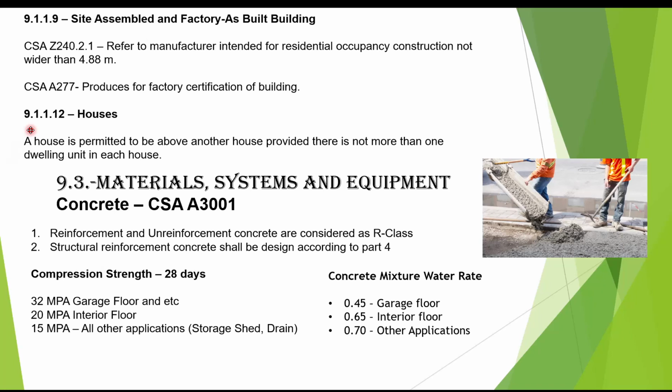So what's a house? A house is permitted to be above another house provided there is no more than one dwelling unit in each house. So you can definitely have a 2-story or 3-story house, but there must only be one dwelling unit in each house itself. Now we're gonna move down to materials, 3.9.